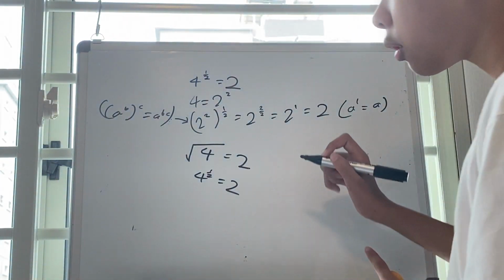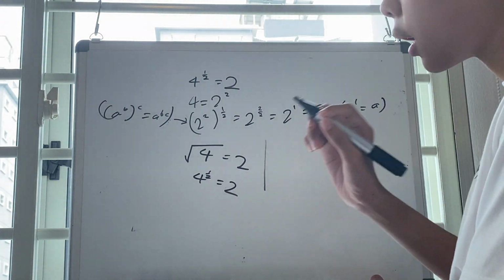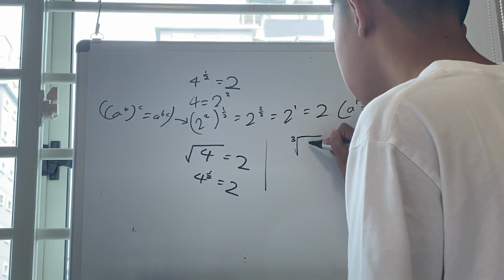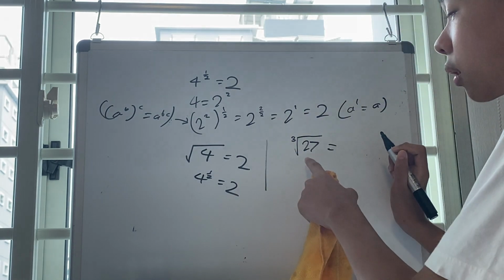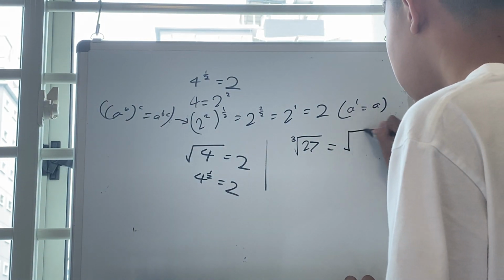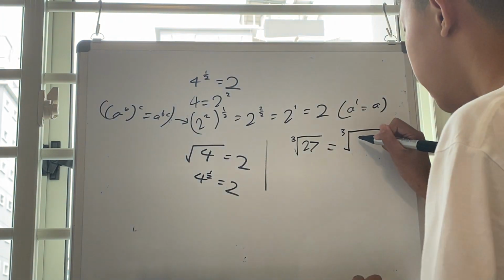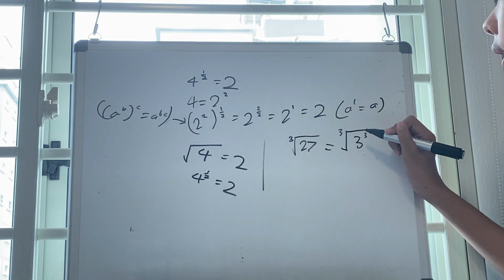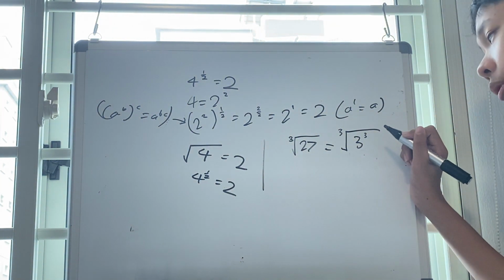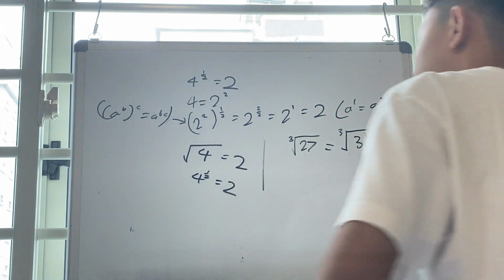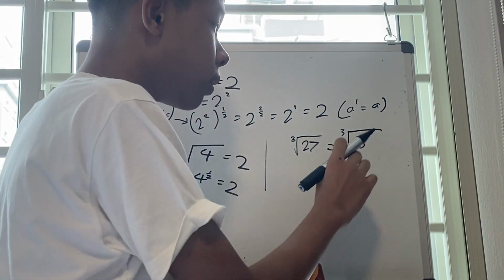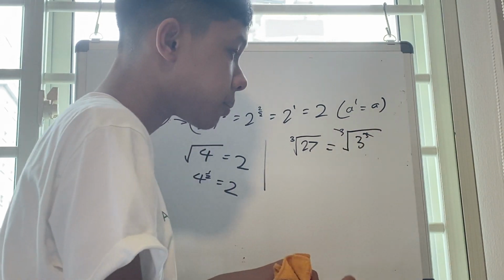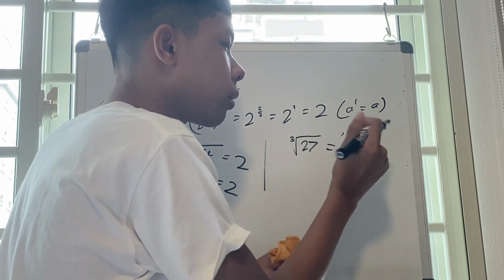Now let's look at another example. Let's say we have the cube root of 27. Again, we can write 27 as 3 power 3. Just enter that into your calculator and you'll get 3 power 3. Now, you can see this and this cancel out. But let's not go that route first.